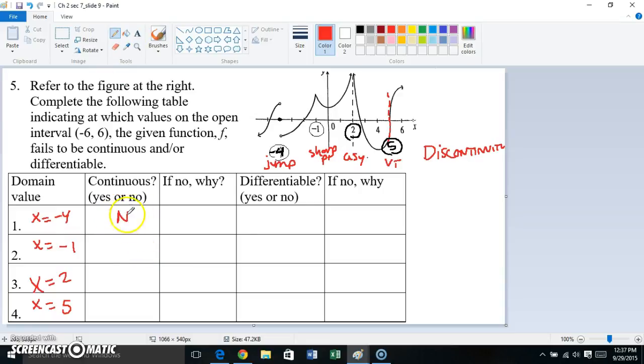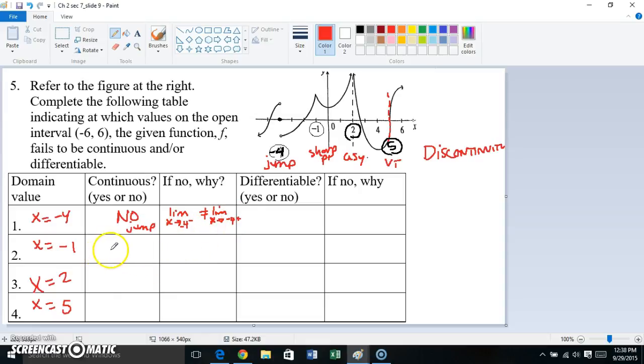Continuous? No. There's a jump. And we would really say, so let me rephrase. I don't really want to say there's a jump. I mean, that's sort of the layman's term. So I'll say no jump. Why, though? We're going to say the limit as x approaches -4 on the left does not equal the limit as x approaches -4 on the right. Or you could just say limit does not exist.